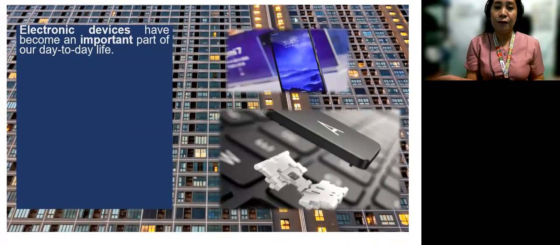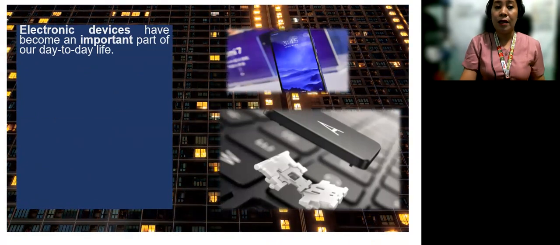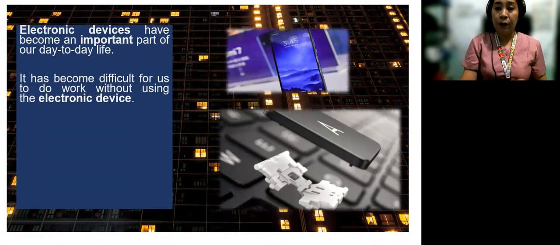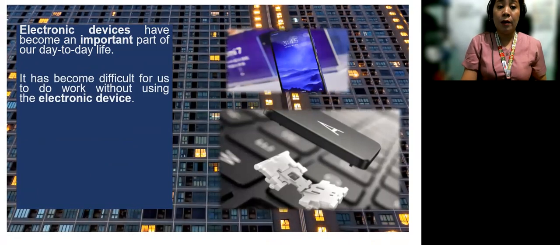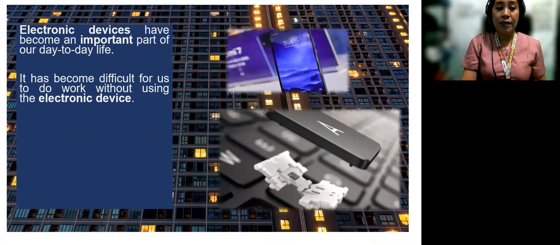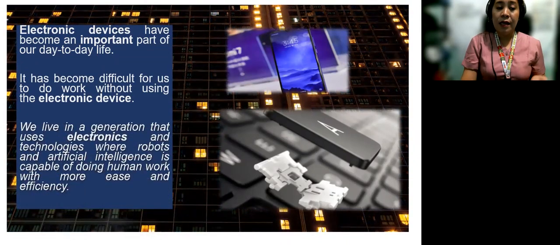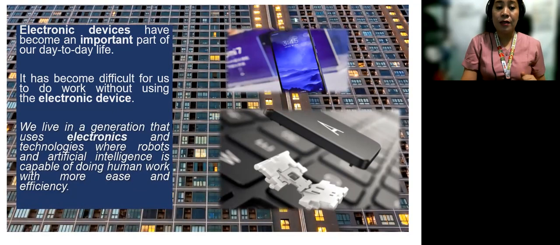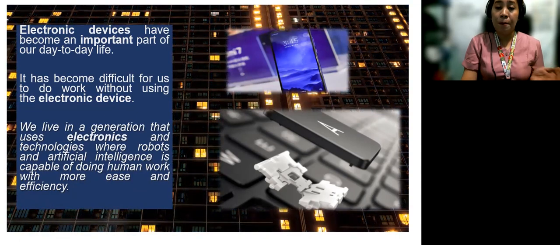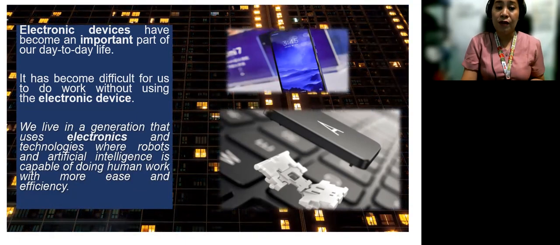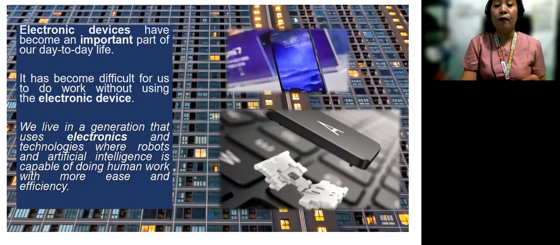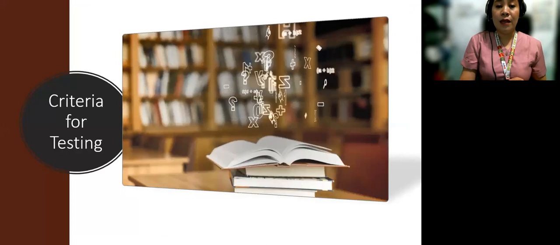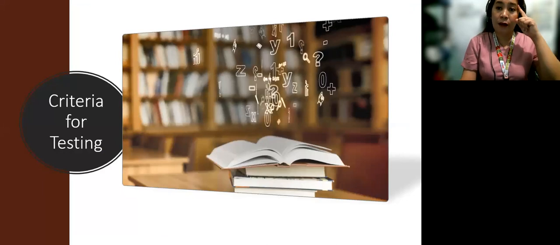Most of us right now are very reliant and dependent on gadgets. So how are we going to live without this? As we all know, electronic devices have become an important part of our day-to-day lives. It has become difficult for us to do work without using an electronic device. We also live in a generation that uses electronics, and it will give us more convenience, ease, and of course efficiency. Okay, so these are the criteria for testing. So you have to think along.